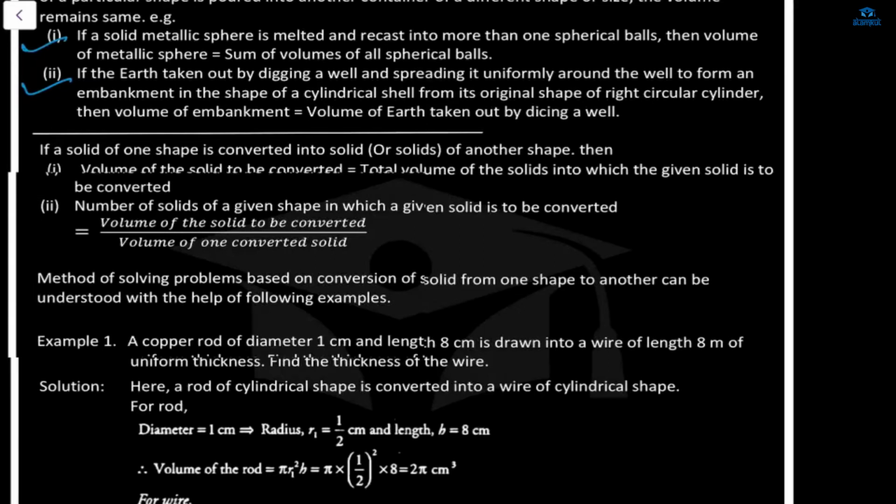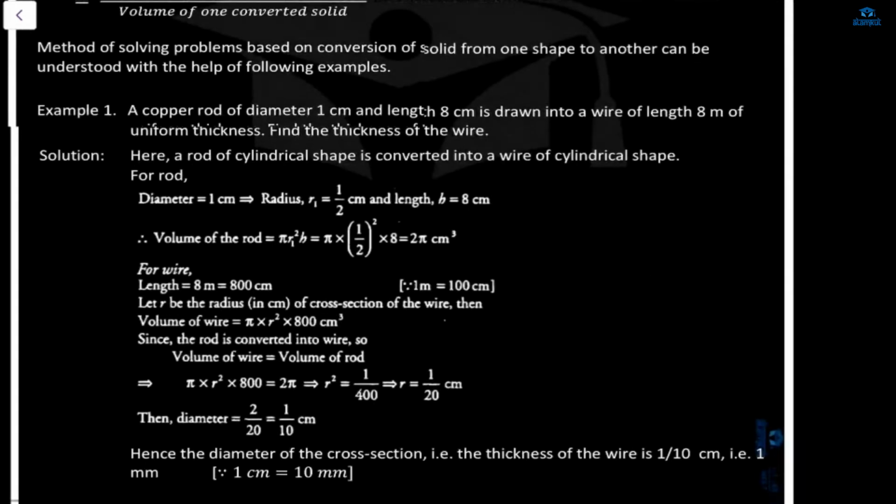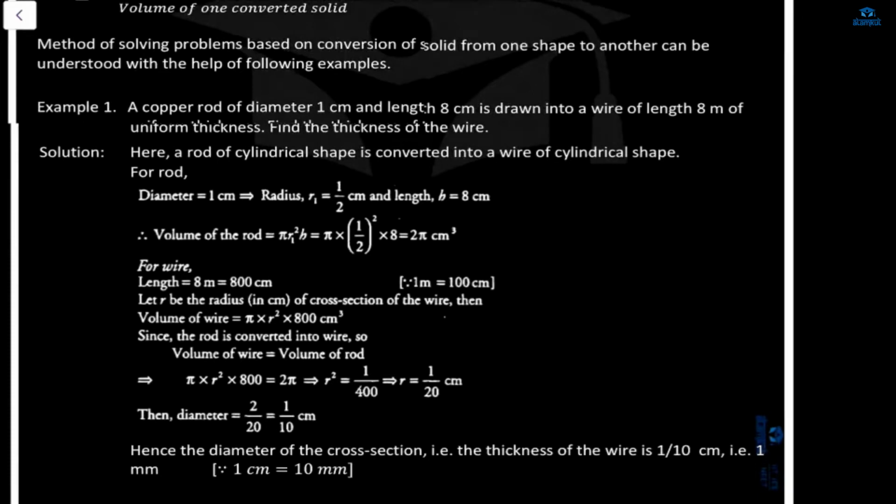And for example, if the given solid is changed into many other solids in smaller pieces, then the number of solids of a given shape into which the given solid is to be converted is equal to the volume of the solid to be converted upon the volume of one converted solid. We'll see the questions depend on these concepts. But apart from this, if you have understood the concept that the volume remains the same in both cases, you can solve any different types of questions. Because only 3-4 questions will not be there, there can be many more questions.